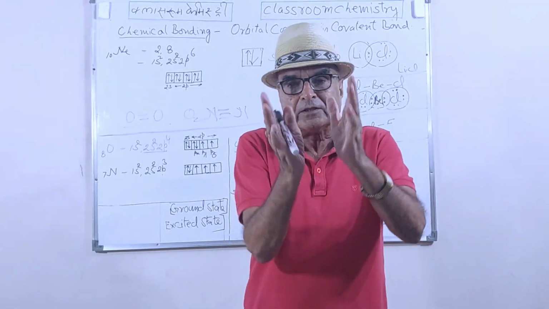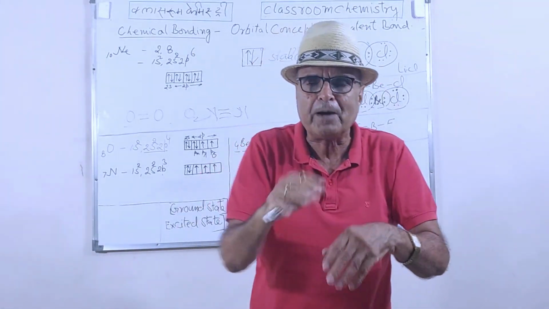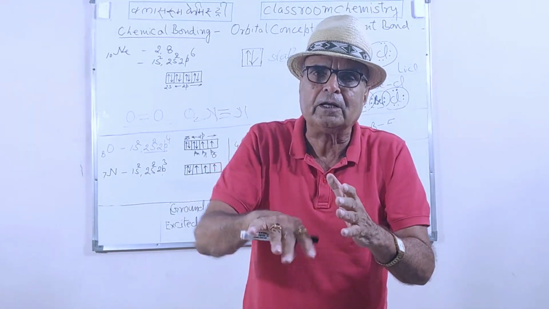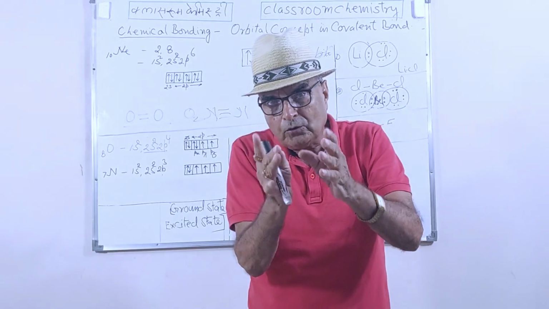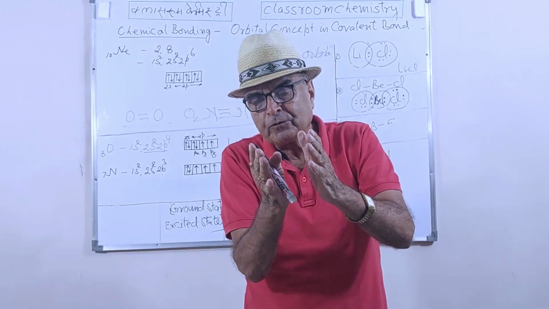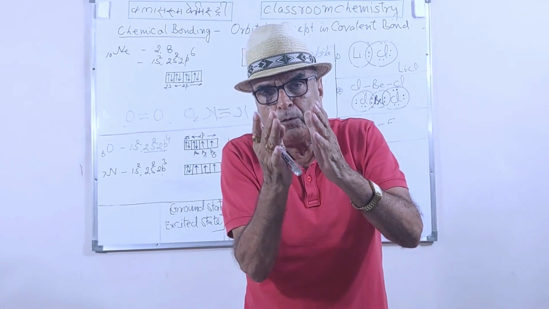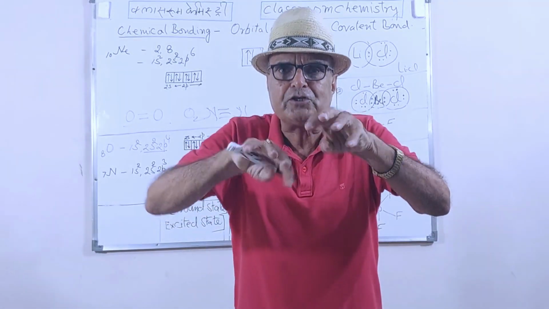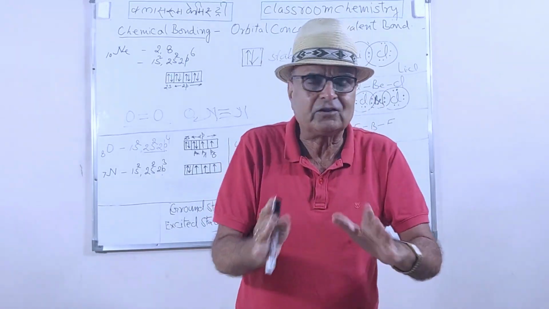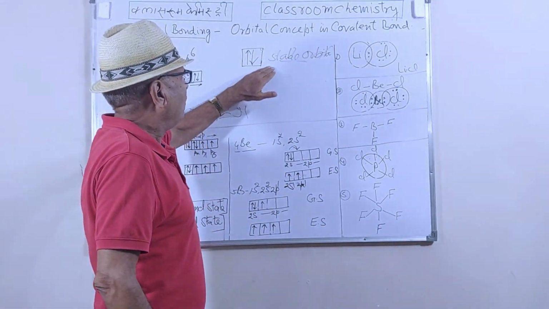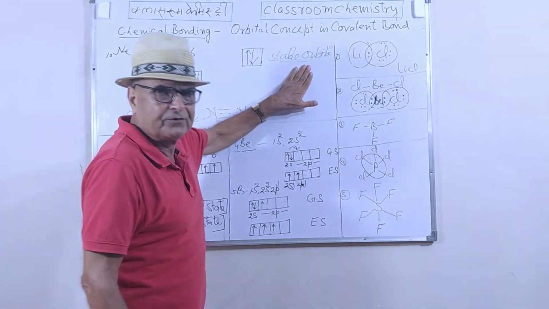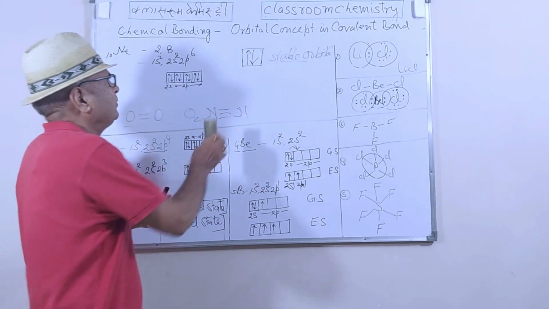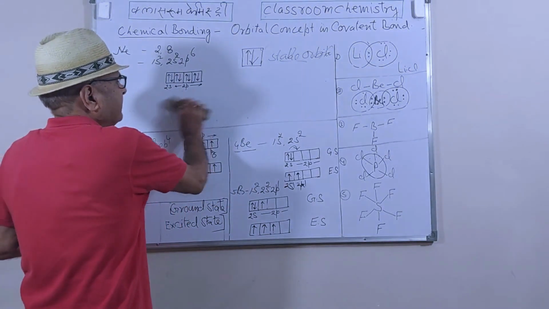As I told you, the sharing of electrons will take place in the orbital, and after sharing, both electrons will have opposite spin to get the stability of the bond. So in this way. Now I am coming to the third example.